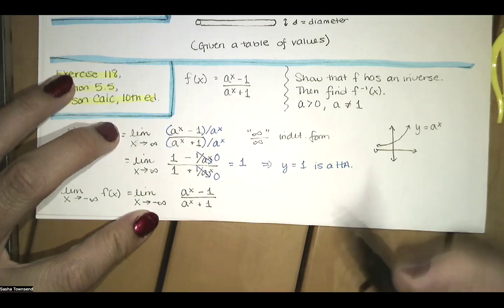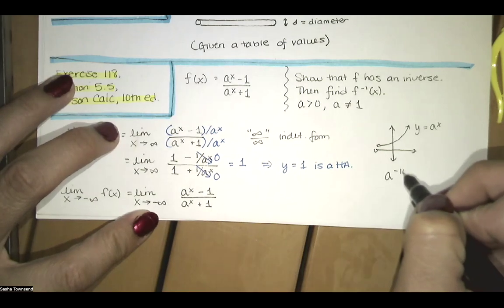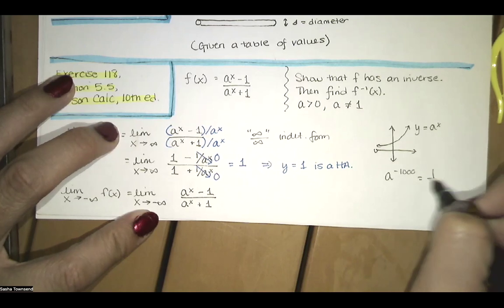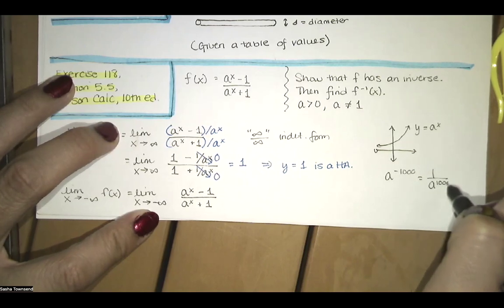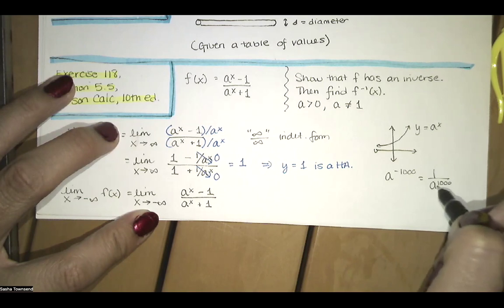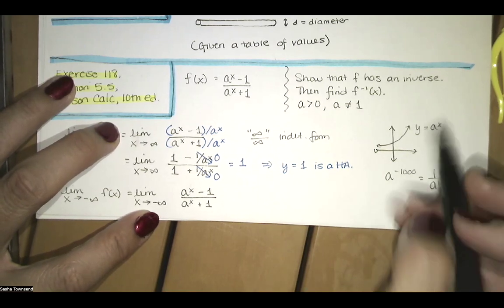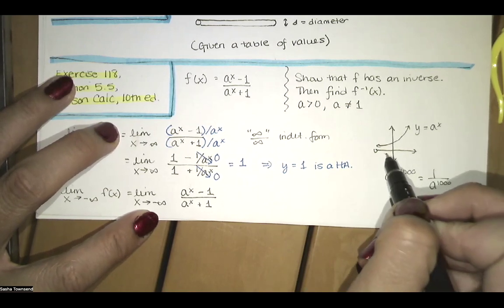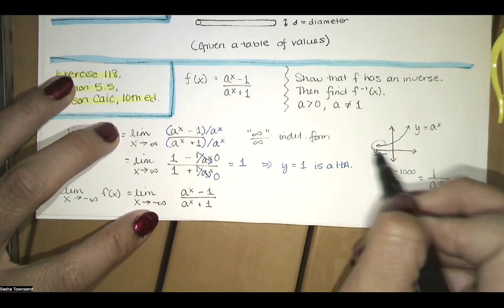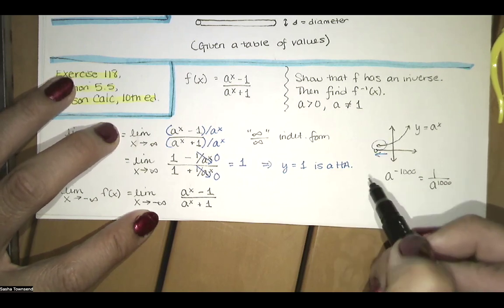That's going to be, like, let's say we have a to negative 1,000. That's the same as 1 divided by a to the 1,000. And if a is greater than 1, this is a large number. So 1 divided by a large number is a very small number. Or alternatively, we can just look at the graph of y equals a to the x and say, what happens as x goes to negative infinity? The y values get closer and closer to 0, of course.